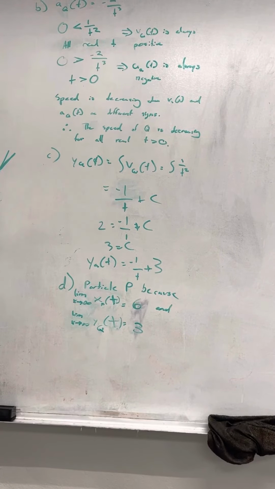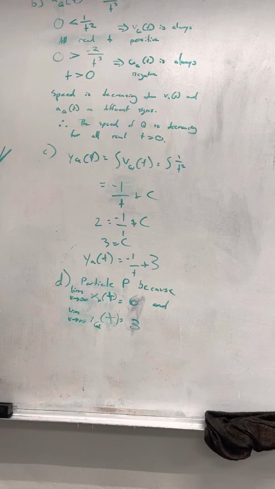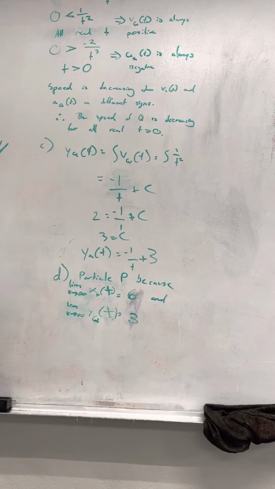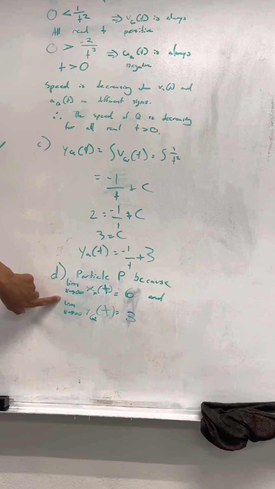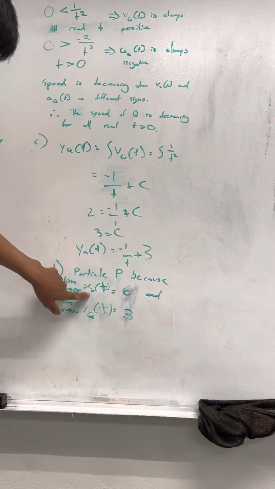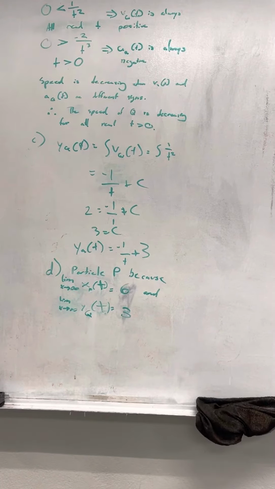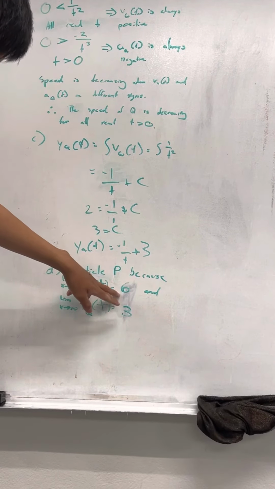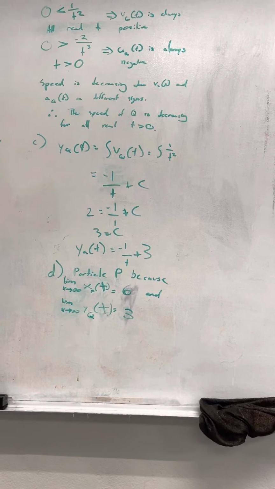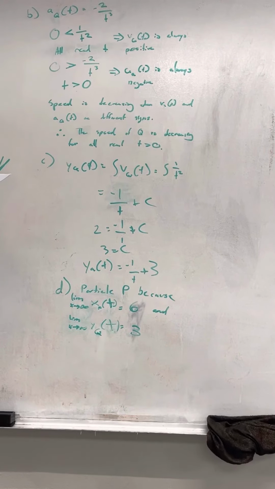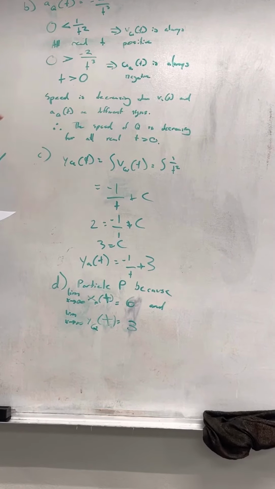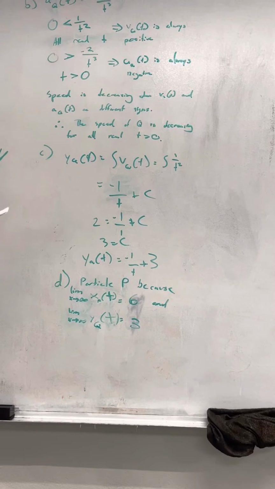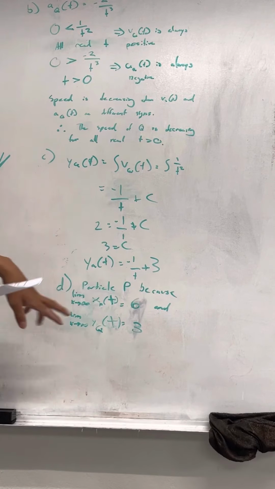And for d, to find which one will be further, you just have to find out the positions of the particles at infinity. And to find that, you just find the limits. So the limit of the position function of particle p will be 6, because if you look at the function, if t goes to infinity, then that negative 4e to the negative t part will become basically 0. So that only leaves us 6 left.